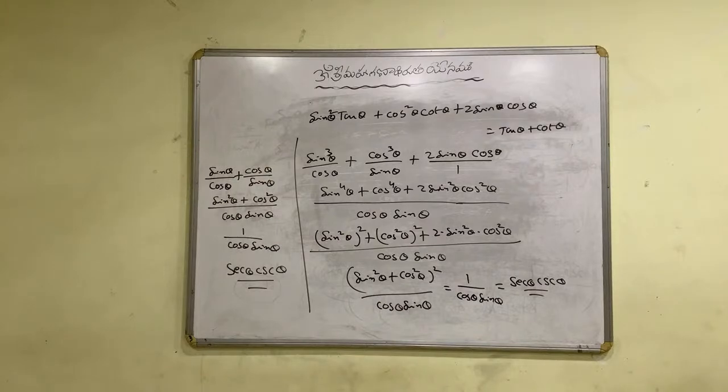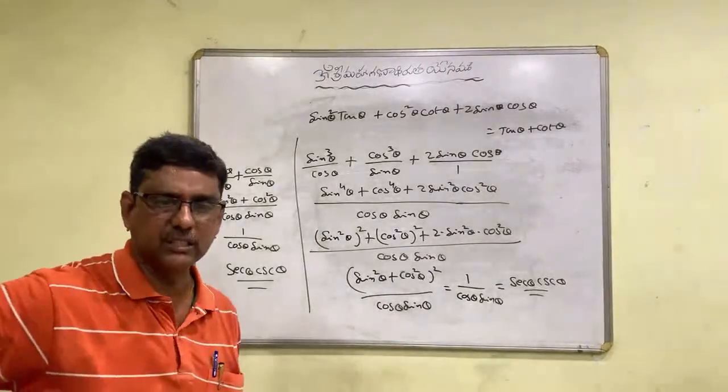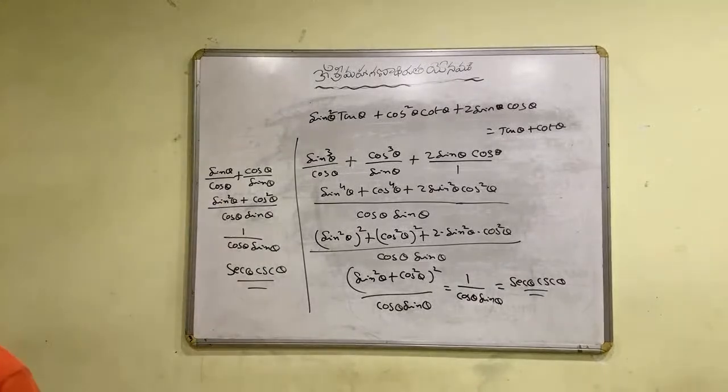Okay, so both are equal. LHS and RHS both are equal. Understand, children? So no need to write down, you can just take screenshots. So can we move to the next problem? Can we move to the next one? Okay.